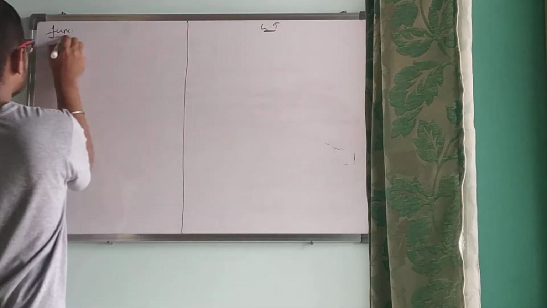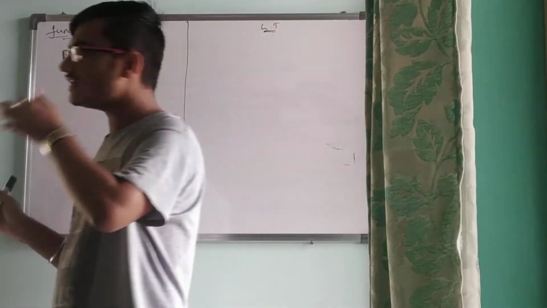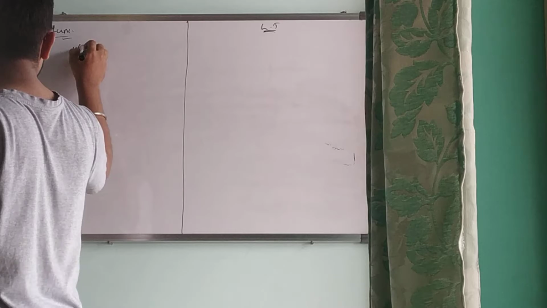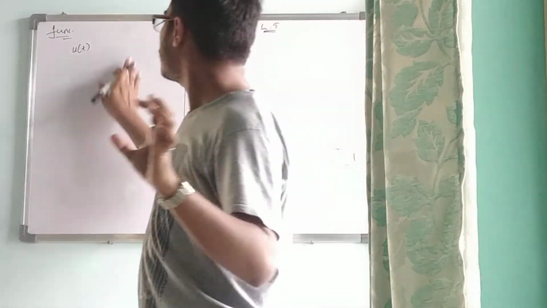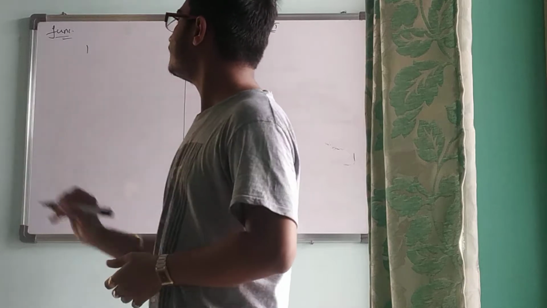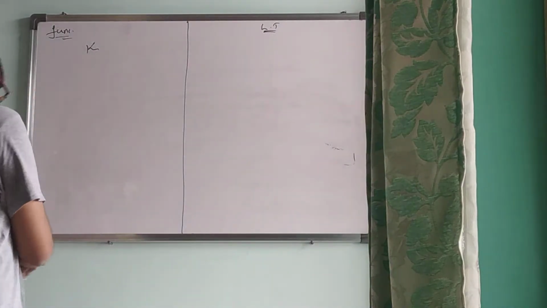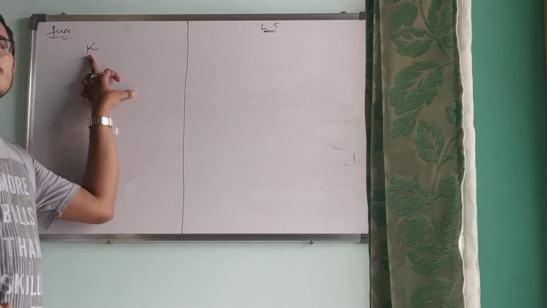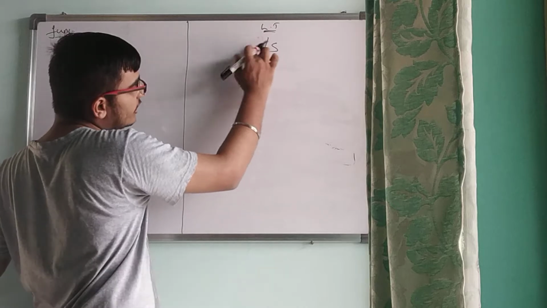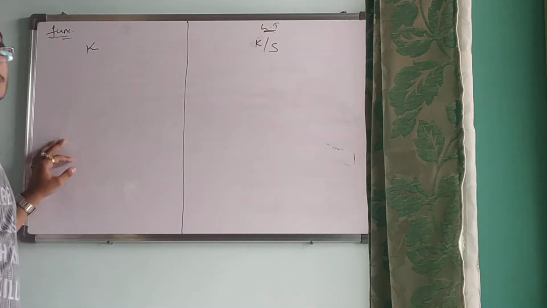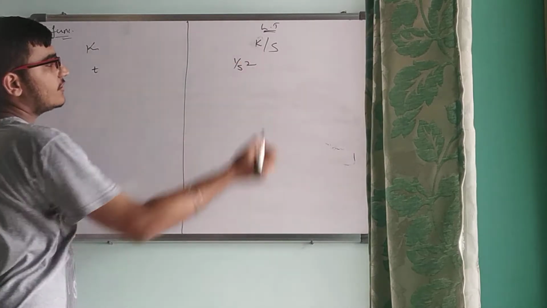Very important table. It's there in your notes. These are just formulas. The Laplace transform of a step function, or a constant value: the Laplace transform of a constant k is k by s. The Laplace transform of t is 1 by s square.